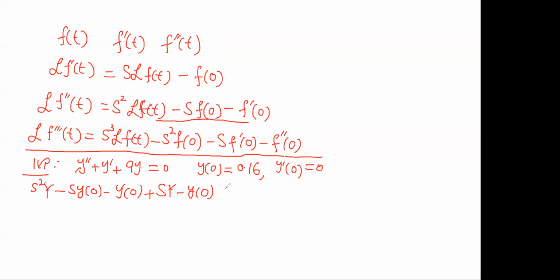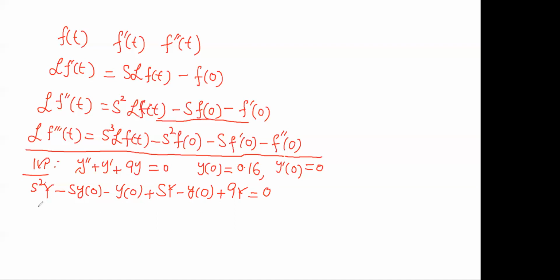And then it is plus 9y, so plus 9, and the Laplace of y is represented by capital Y. And then the Laplace of 0 is 0. So remember that the Laplace of 1 is 1 over s, but the Laplace of 0 is not like 1 over s or something like this. The Laplace of 0 is 0. So this is the first step.